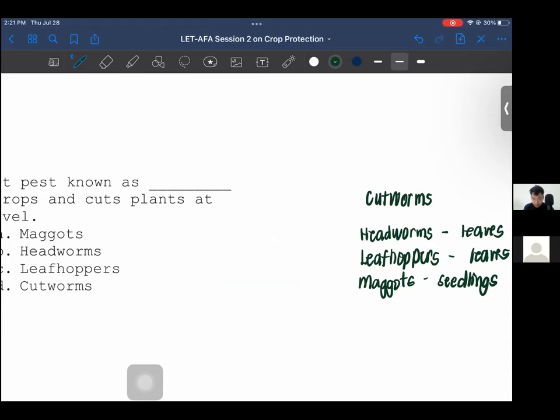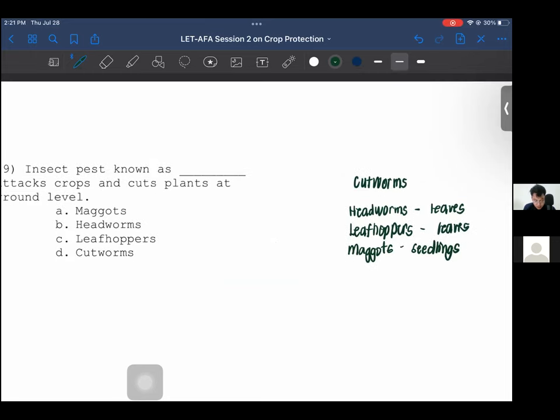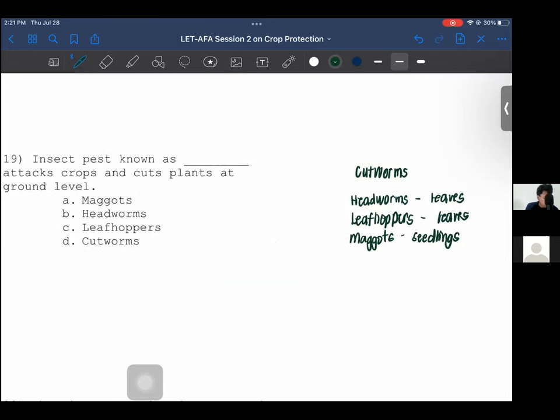So dito, meron na talaga tayong clue rin from the question. Kasi ang question is on cutting the plants from the ground level. Ang pinaka makakalito siguro dito ay yung headworms. Pero note na lang natin na ang headworms attack the leaves, ang cutworms cut plants from the ground level.